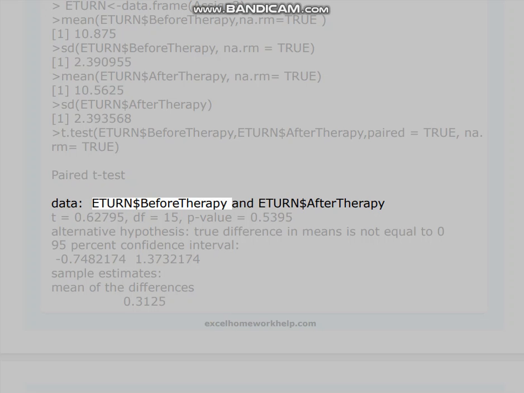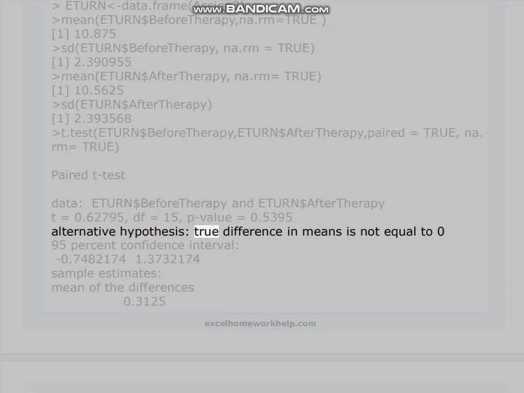Paired t-test. Data: etern$beforetherapy and etern$aftertherapy. t equals 0.62795, df equals 15, p-value equals 0.5395. Alternative hypothesis: true difference in means is not equal to 0. 95% confidence interval: minus 0.7482174 to 1.3732174. Sample estimates: mean of the differences is 0.3125.